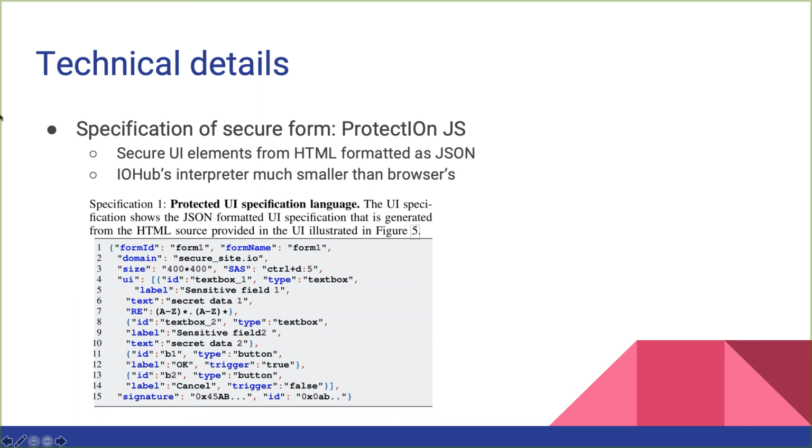So I'll explain in detail what protection.js looks like. It takes in an HTML specification of a form and translates it into a JSON that contains form labels, sizes, text boxes, etc. And this is the part that gets translated to a QR code. The advantage of using IOHub and protection.js over, let's say, some browser renderer like JavaScript, is that it has a very small code base.